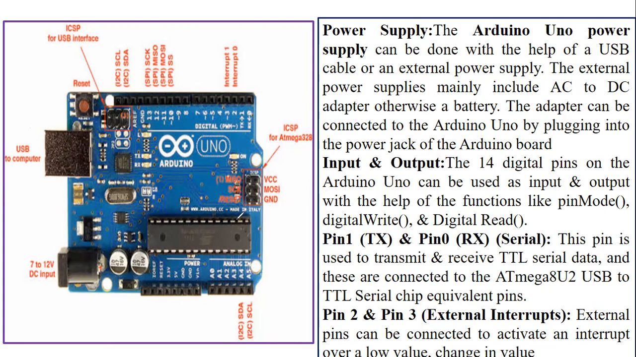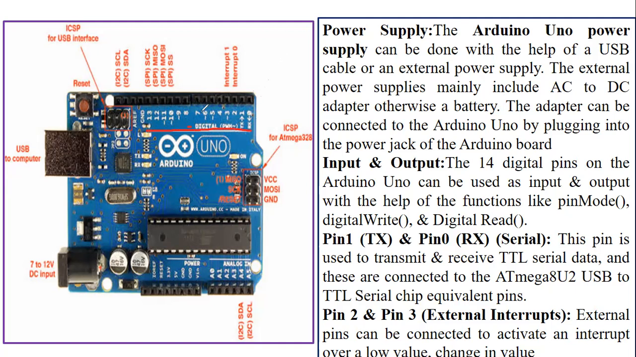Now next, input and output. Here you can see digital is written, so 0, 1, 2, 3, 4 up to 13. These pins are the digital input output pins. You can give input to this pin, or you can measure output through this pin also.